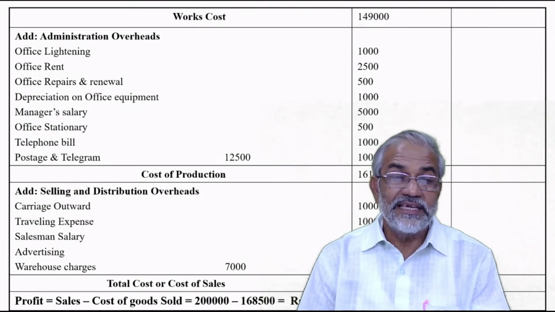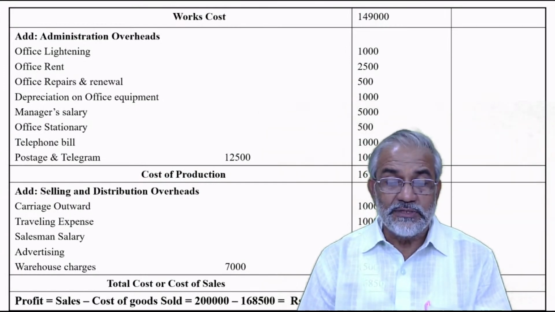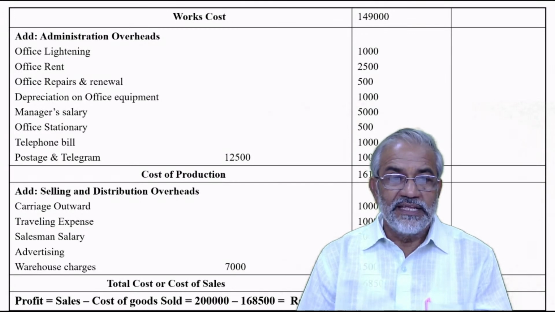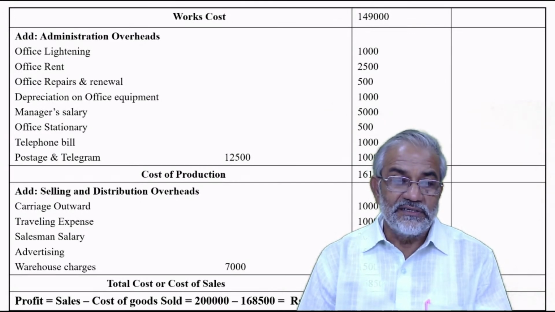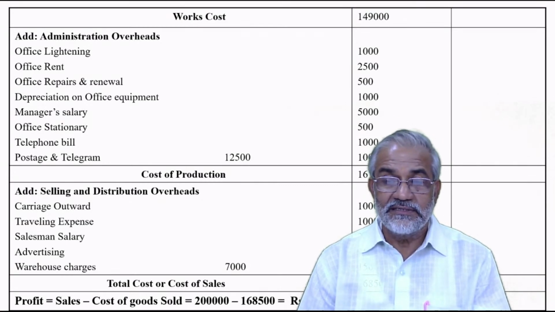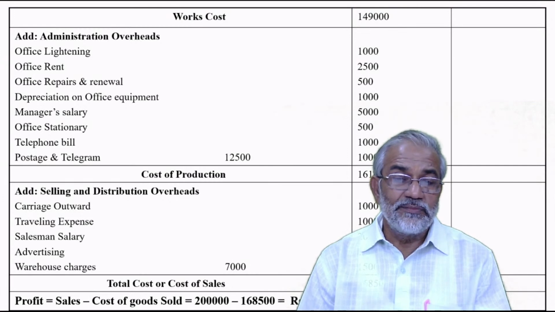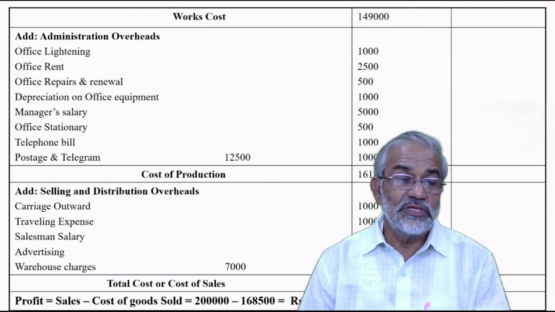The first item is carriage outward. That means transportation outward for taking the delivery of goods to the doorstep of the customers, to the consumers. That is 1,000 given in the question. Then traveling expenses. You may incur traveling expenses for collection of dues from your debtors. There may be several debtors which are called sundry debtors. If someone is going for collection of dues from them, whatever traveling expenses are incurred will obviously come under the selling and distribution overhead.